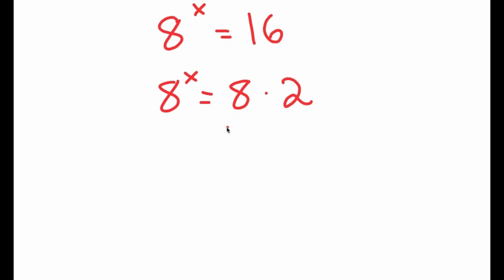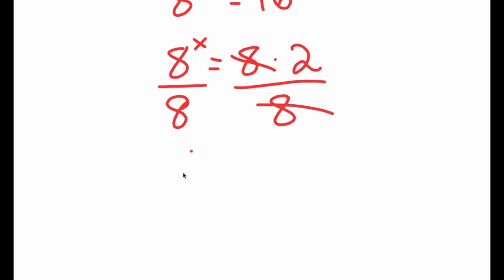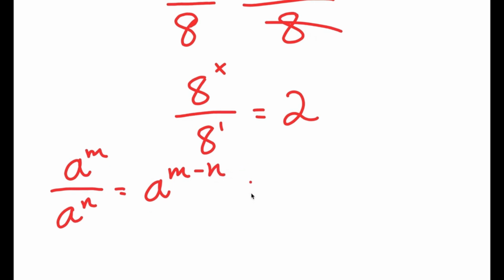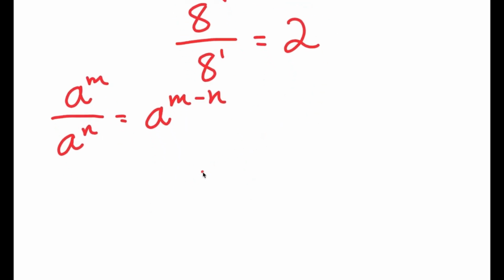Now what I'm going to do is divide both sides by 8. So then these two cancel out, and I get 8 to the power of x over 8 is equal to 2. Now if I have something in the form a to the power of m over a to the power of n, this is equal to a to the power of m minus n. So a to the power of x over a to the power of 1 is equal to a to the power of x minus 1, which is equal to 2.